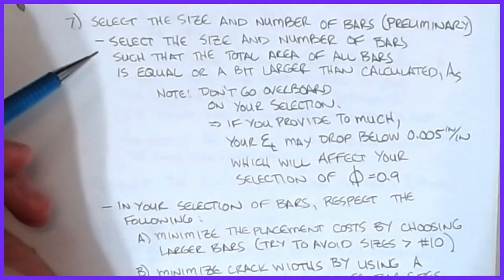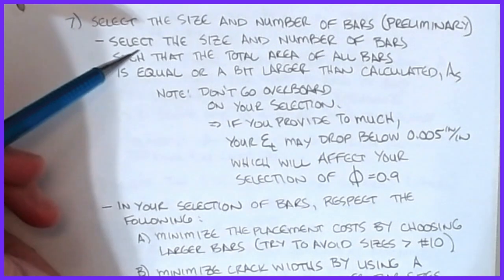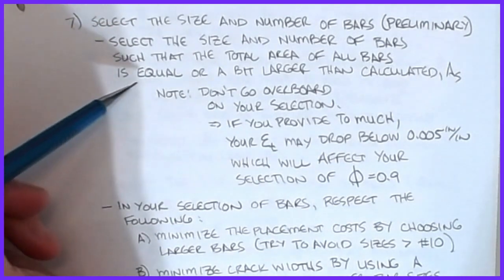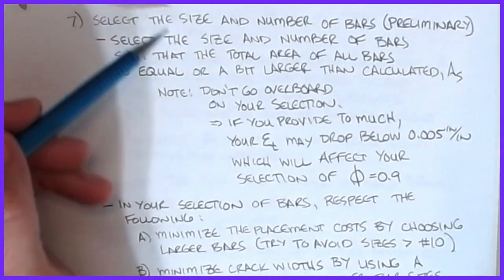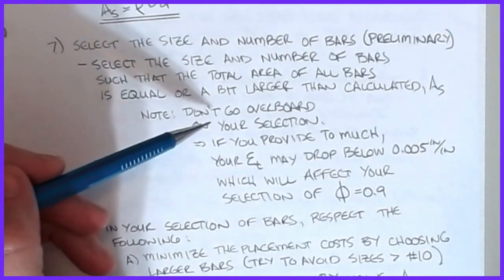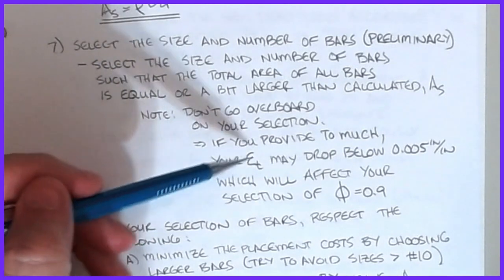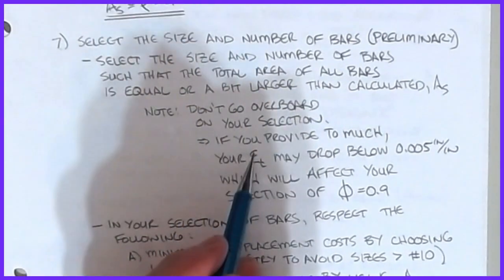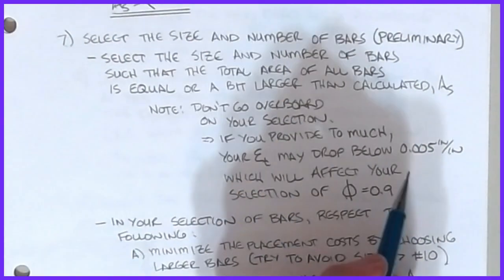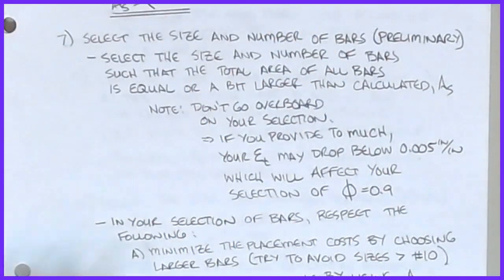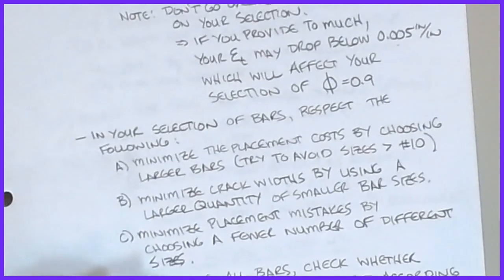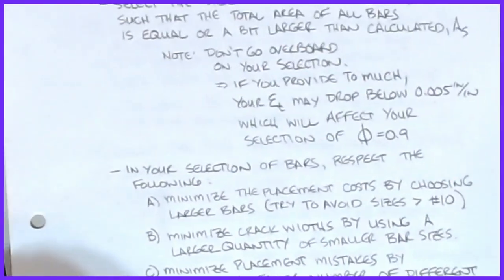All right, so what we're going to do is select the size and the number of bars such that the total of all bars is equal to or a little bit larger than the calculated As. Now, don't go ridiculously over this number, because if you do, you may end up hosing your epsilon t value, dropping it from below this limit of 0.005. And if I do that, then that screws up my phi, and then that screws up everything that I've just done.